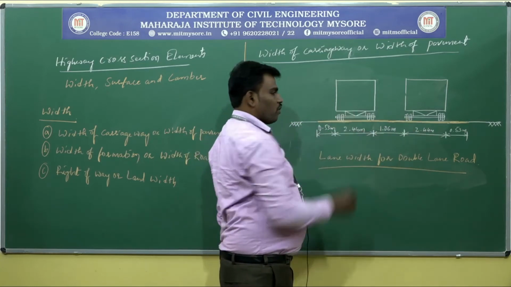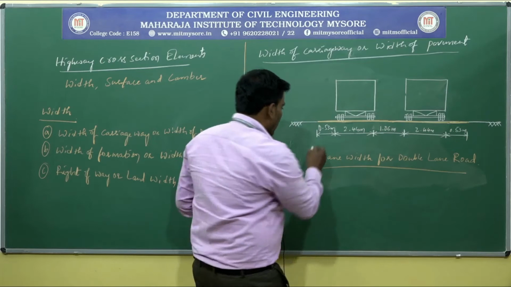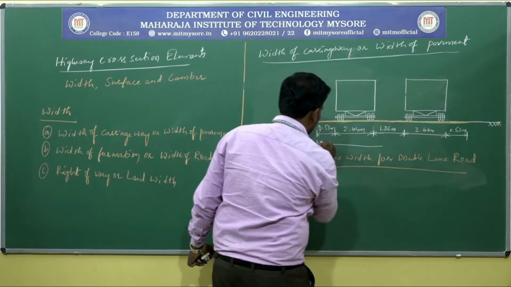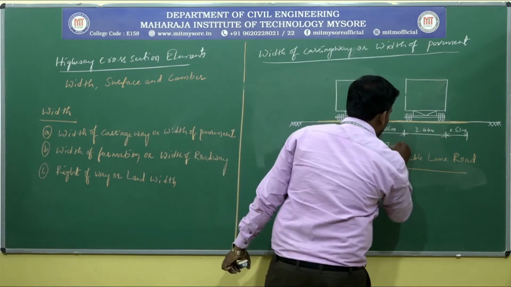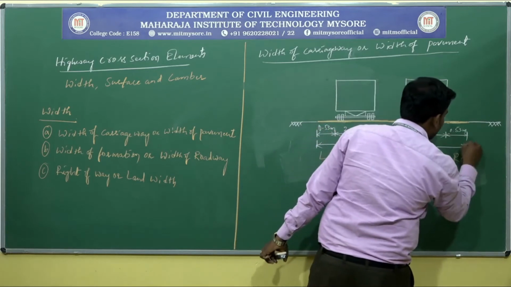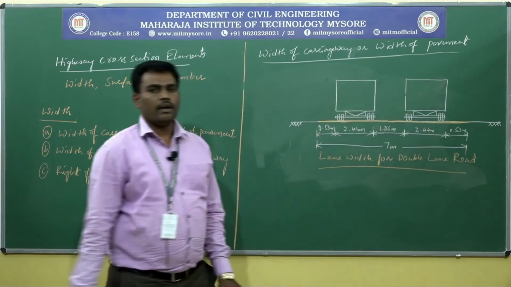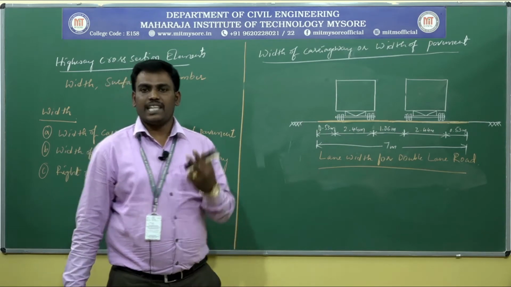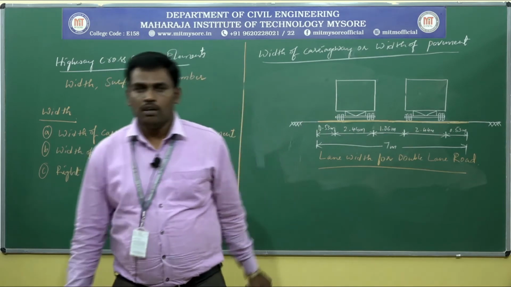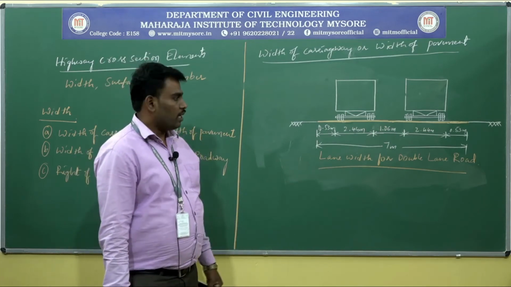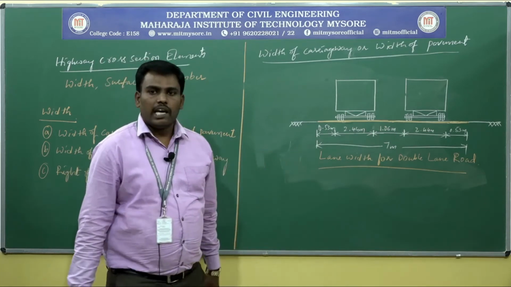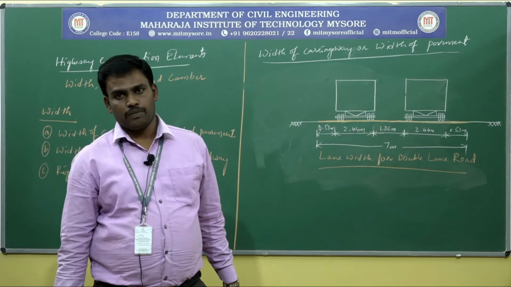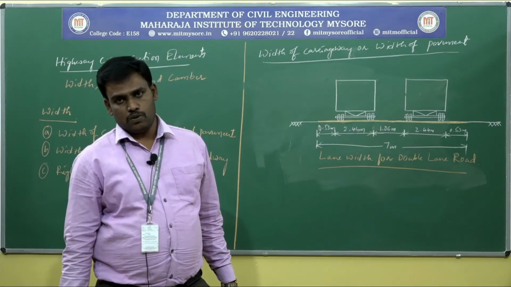the width of vehicle is 2.44 meter. This requires a minimum of about 7 meter for the double lane road. For the double lane road, that means for each lane 3.5 meter. This is regarding the lane width for double lane road.